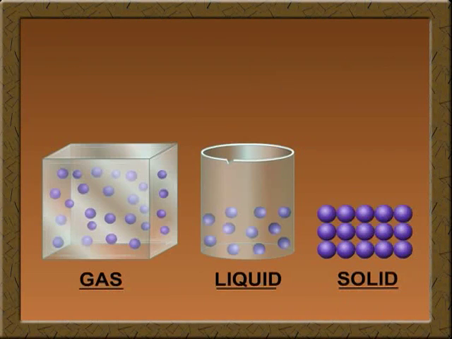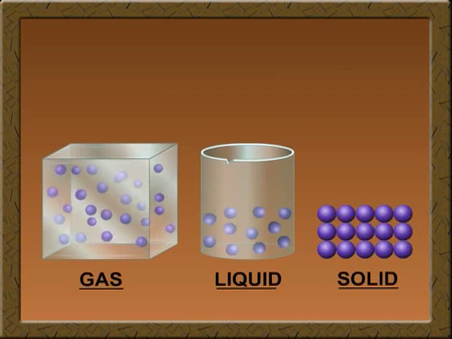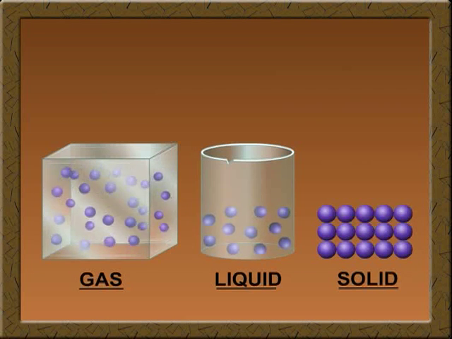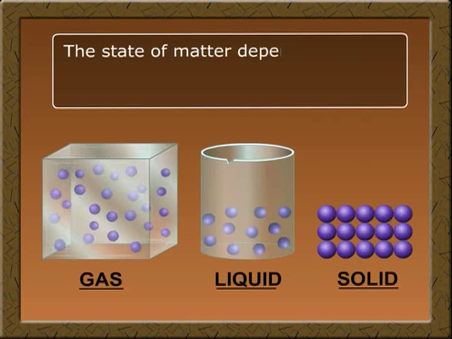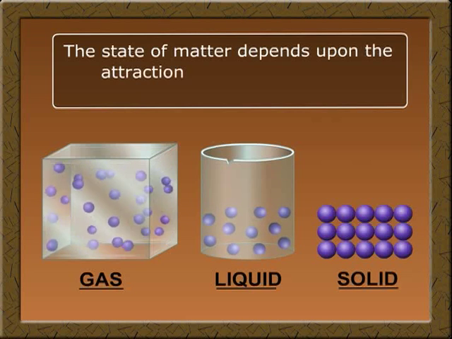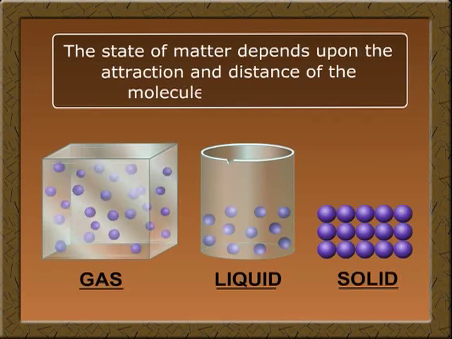Molecules are of the same type in all these states. Their arrangement, internal forces and attraction of the molecules are the causes for the change in states. The state of a matter depends upon the attraction and the distance of the molecules present in it.